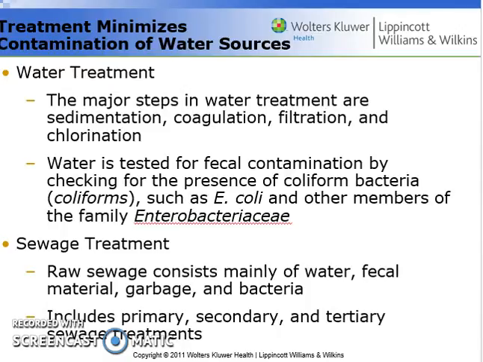Water is tested for the presence of fecal contamination. This can be as easy as taking a sample of it and growing a small sample of that water on a bacterial agar plate. If you see growth after 48 hours, you know that you have contaminants that are residing in that water. Sewage treatment. How do we go about treating sewage? Raw sewage consists of water, fecal material, garbage, and bacteria.